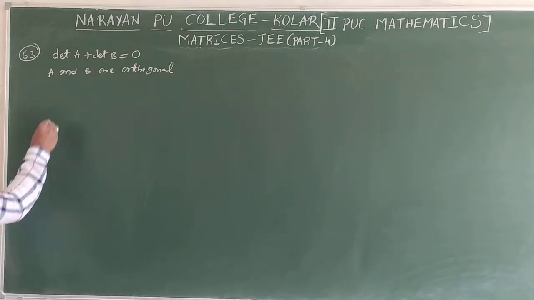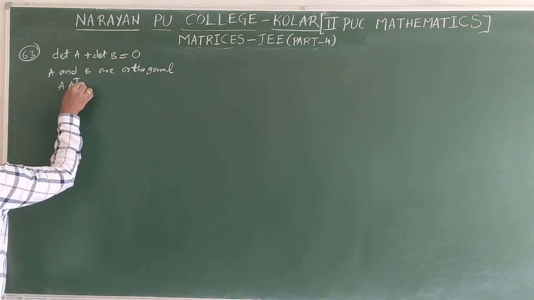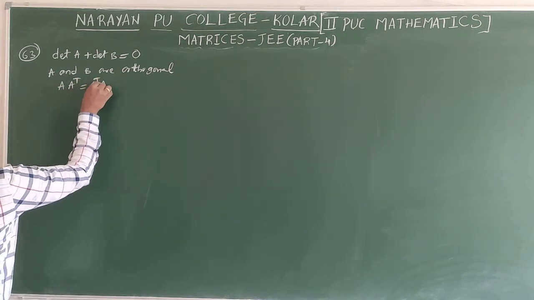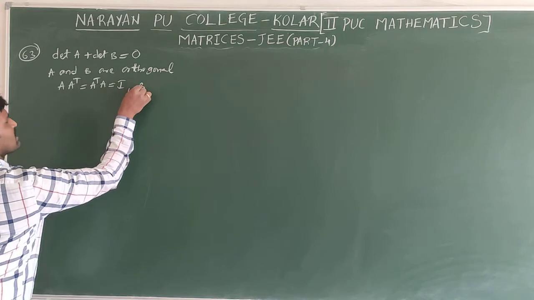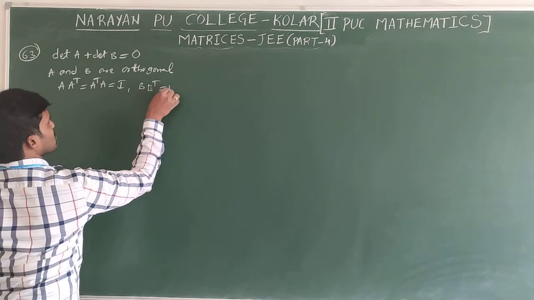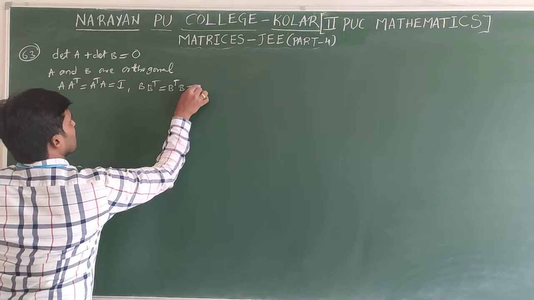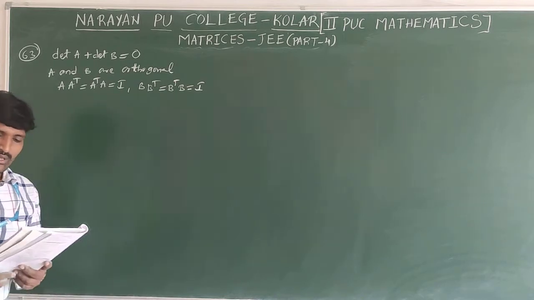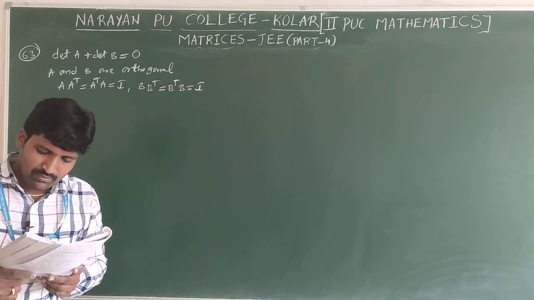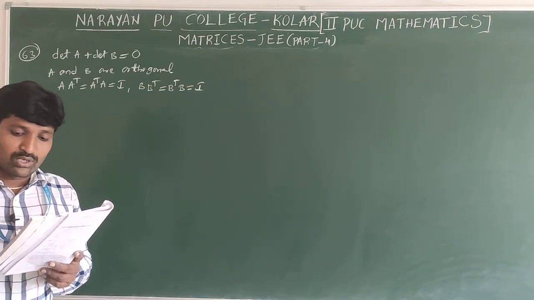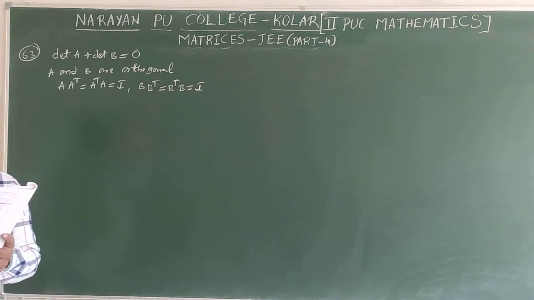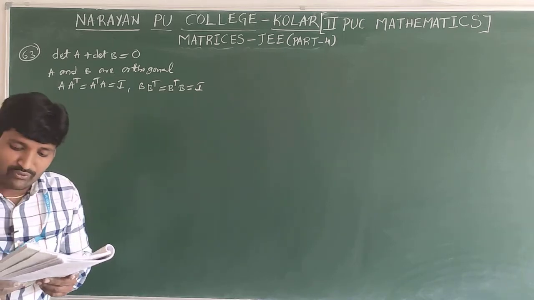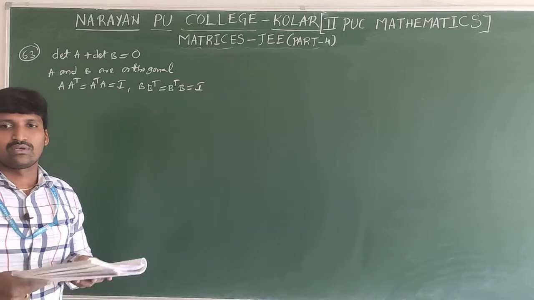Now, orthogonal means what condition? A into A transpose or A transpose into A equal to I. Similarly, B into B transpose or B transpose into B is also equal to I. Both A and B are orthogonal square matrices of the same size. Then we need to find the value of det of A plus B.